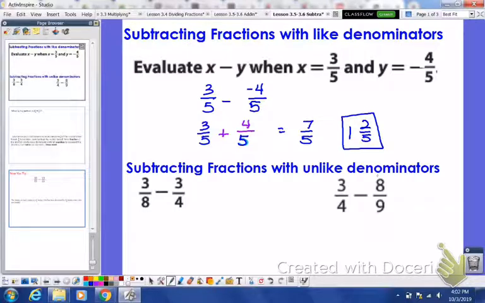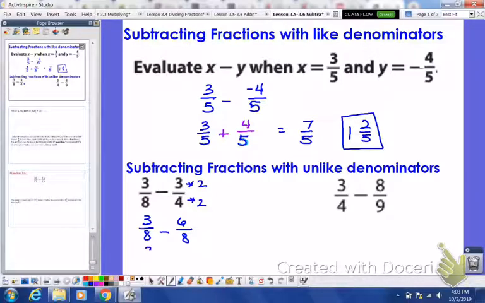Now, trickier obviously is when we are subtracting fractions with unlike denominators. So 3/8 minus 3/4. Always check again, can I change my smaller denominator into my larger? 4 times 2 is 8, so I'm going to multiply denominator by 2, and numerator. So 3/8 is going to stay the same, minus 6/8, because again, 6/8 and 3/4 are the same fraction.